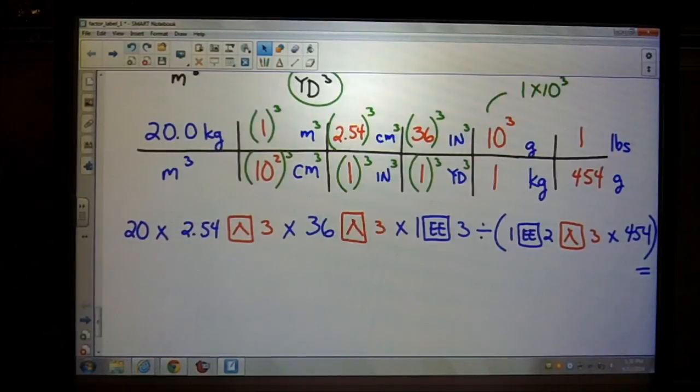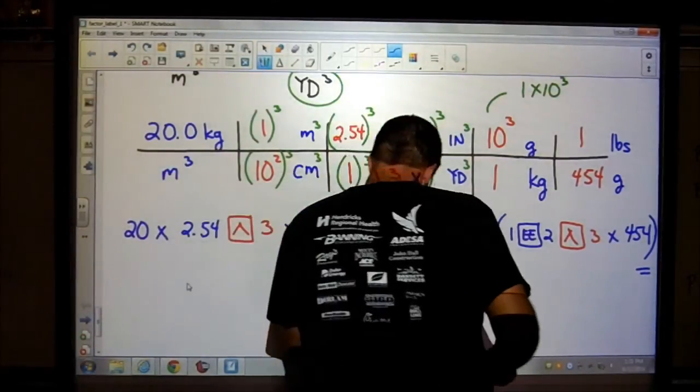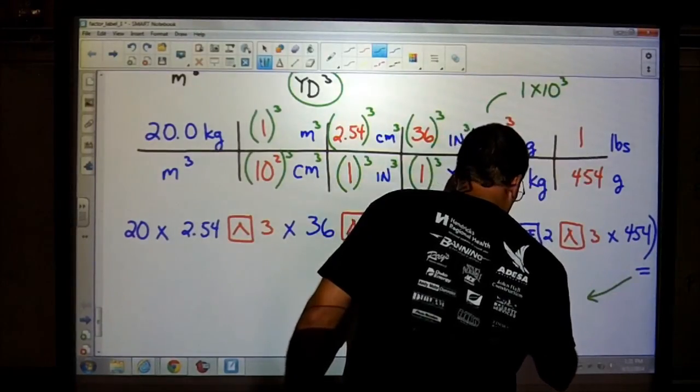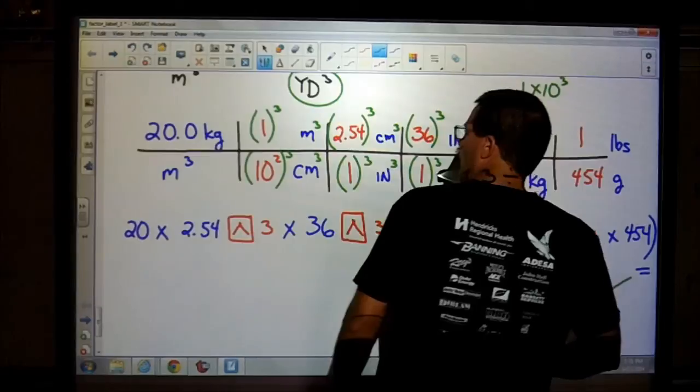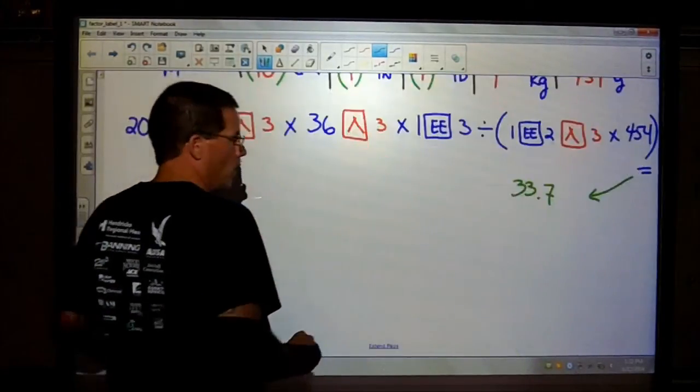All right, so let's type all this in. And my calculator says 33.68083075. So let's say that's 33.7. And again, my units are pounds per yard cubed.